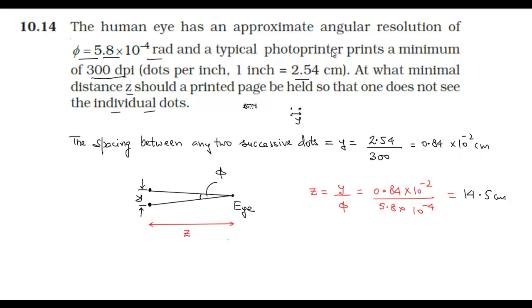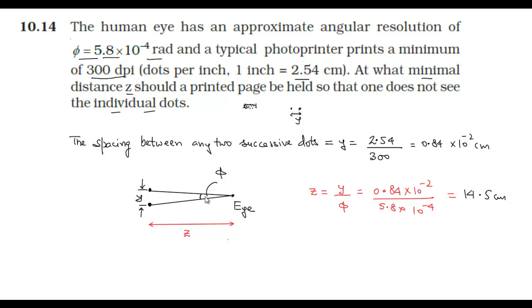Now it is given that angular resolution is this much. Angular resolution, or angle of resolution, is the angle at which our eye is just able to resolve two objects which are otherwise very close to each other. Clear? So here we find the critical distance. He is asking for the minimal distance. So this is the critical distance of the eye from the page at which the eyes are just able to resolve these two dots.